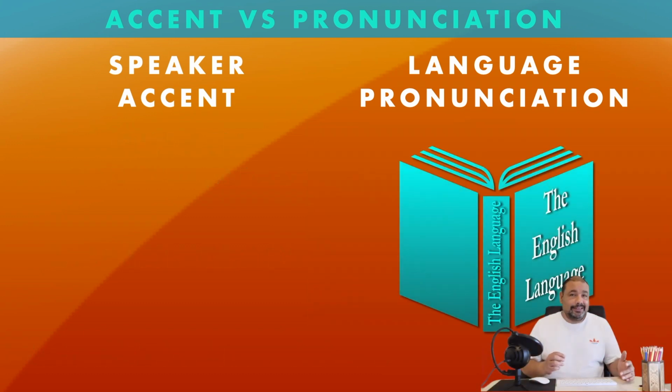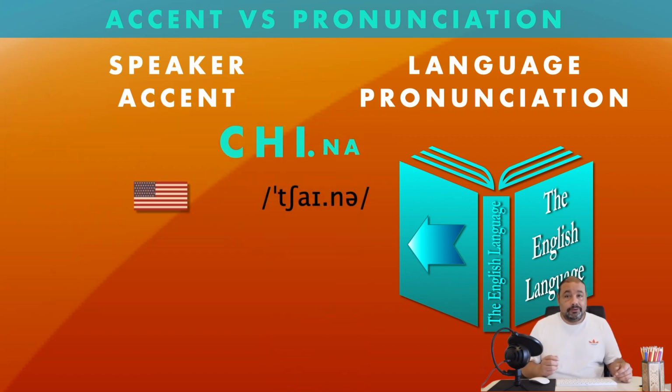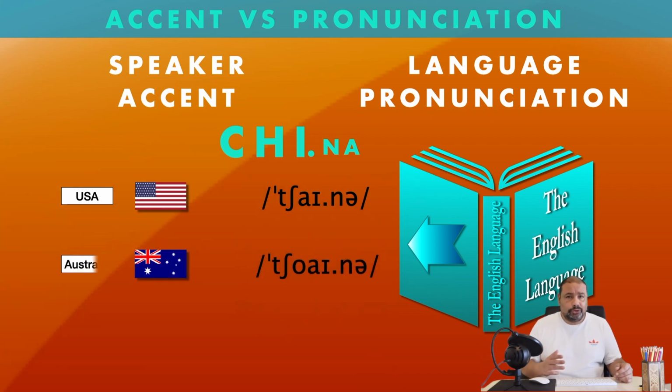For instance, English tells you that the word China is a two-syllable word with a stress on the first syllable. So you can hear English speakers saying, for example, in an American accent, China, China, or in an Australian accent, China, China. But you will never hear anybody saying China, because that is not English.